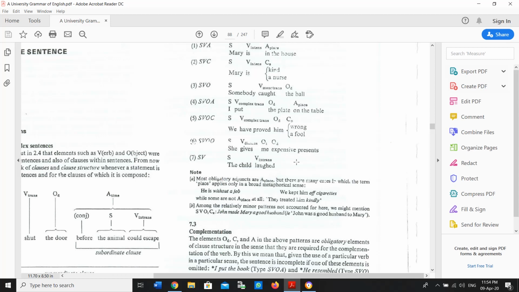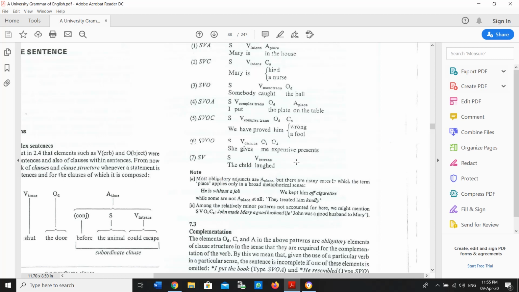But this time, what comes immediately after the verb is the indirect object, and the indirect object is always animate because it is a receiver. Inanimate things can't receive anything, but animate ones can. Though it comes immediately after the verb, it has no direct relation with the verb; rather it has a recipient role with the direct object, which comes in final position. So it will be subject, verb, indirect object, and direct object.